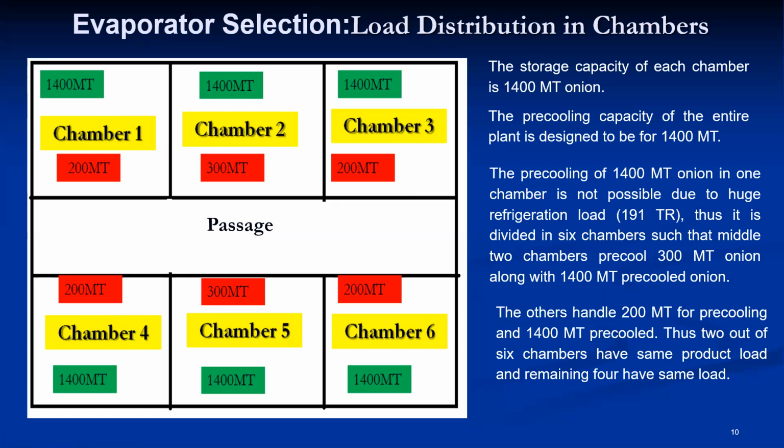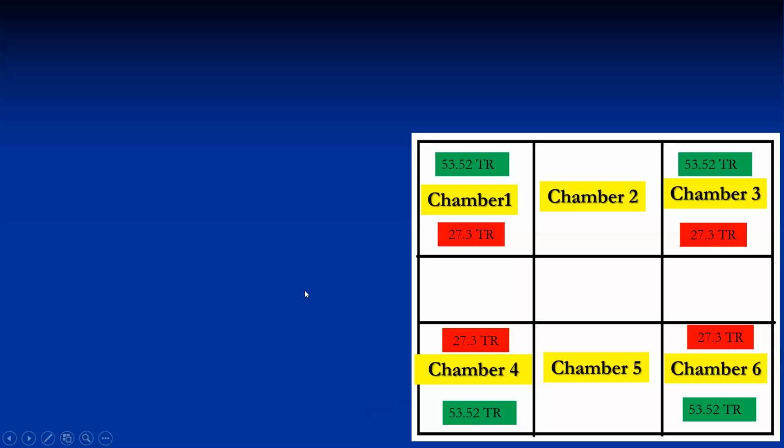First of all we have to distribute the onion, and now we have to calculate the refrigeration capacity of each chamber. Chambers 1, 3, 4, 6 have an identical load, the same refrigeration load, and chambers 2 and 5 have the same load. So the refrigeration capacity of chambers 1, 3, 4, 6 is the same, and that of chambers 2 and 5 is the same.